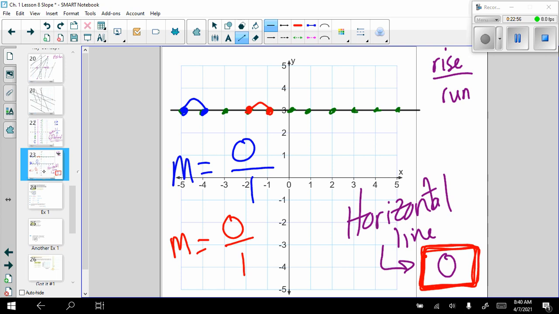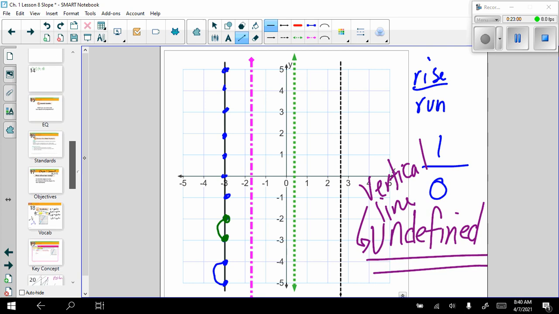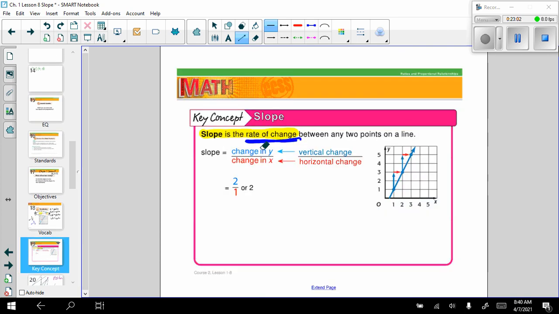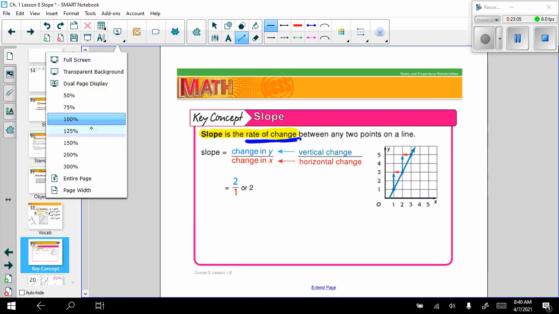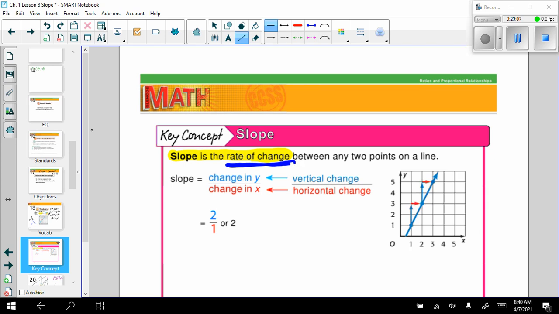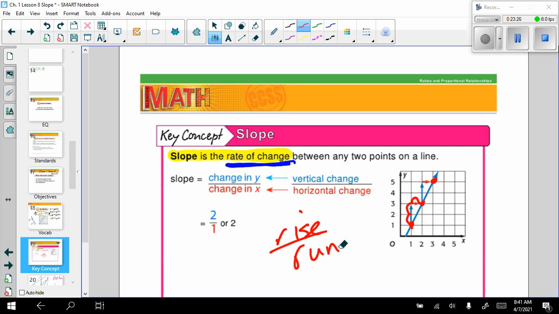Okay? Again, if you have to find the actual slope or the rate of change, then you need to find the corners that cross through, the spots that cross through the corner of a box. You need to find those spots, and you need to count how many up and how many over. You need to count the rise over run.